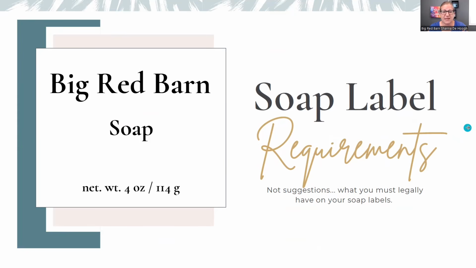Now, you also need to identify your business name. So you're going to want to make sure you've got your business name on there. For me, that would be Big Red Barn. And those are the things to have on the front label.